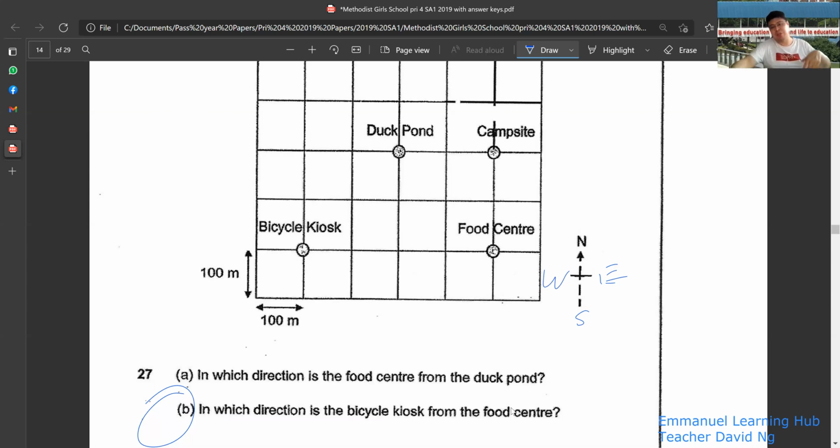Bicycle kiosk from the food center, you tell me. North, south, east, west? It is the southwest? Not the southwest either. West. It is the west. Understand? Yes.